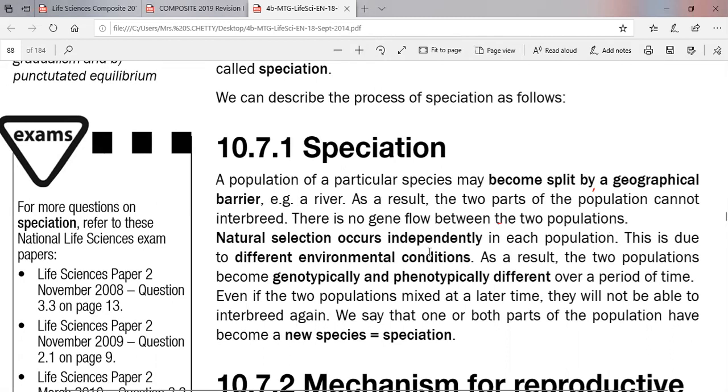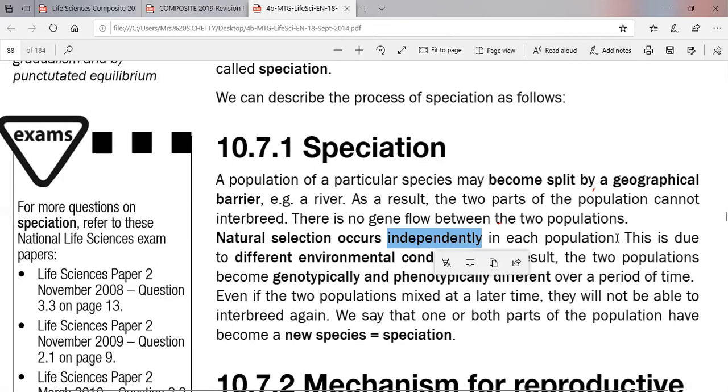Natural selection occurs independently. They like this word here, independently in each population. So irrespective of what's happening in the other one, natural selection will occur. Now, sometimes you find that when the barrier exists, one side may experience the same environment as its original population, while the other side may be in a new environment. Either way, there will be two different populations or two different species at the end of this process.